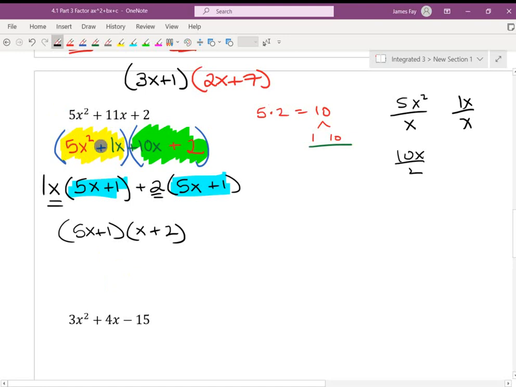Where you can only factor out just one thing out of like the yellow or one thing out of the green. Is that what you're saying? Yes.